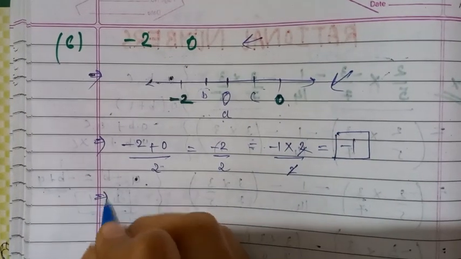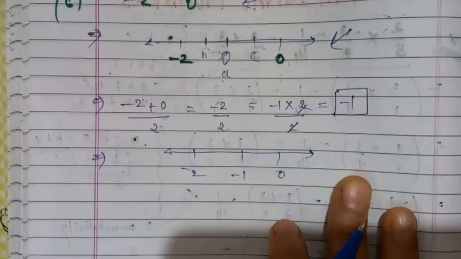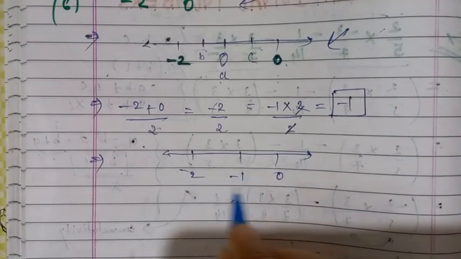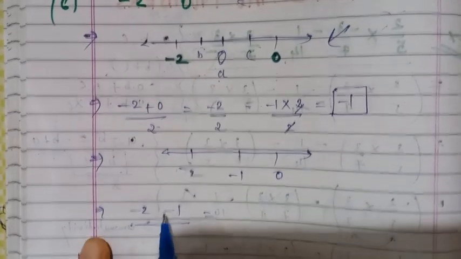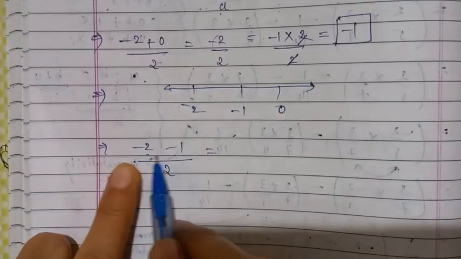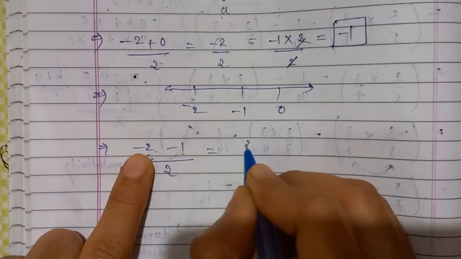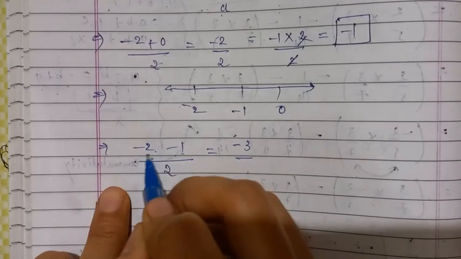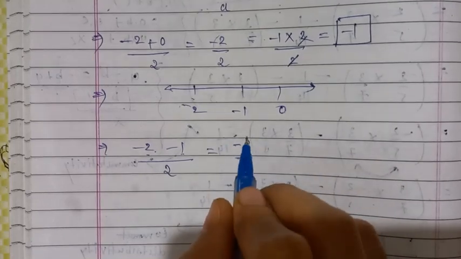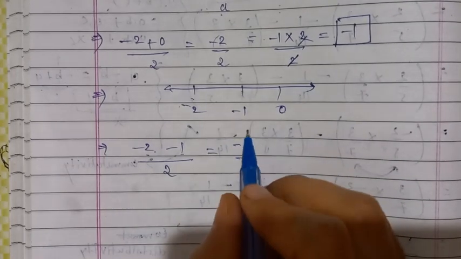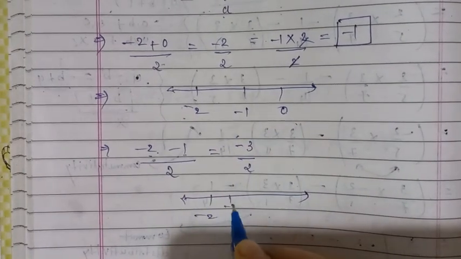Now, -2, -1 and 0. We will take the mean of -2 and -1, divided by 2. We have two negative numbers, so we add. 2 plus 1 is 3, and our answer will be -3, because the bigger magnitude has a negative sign. So -3 by 2 is the second rational number in between -2 and 0.